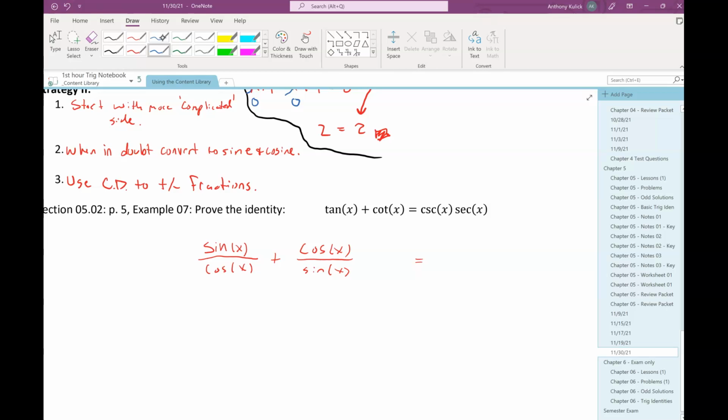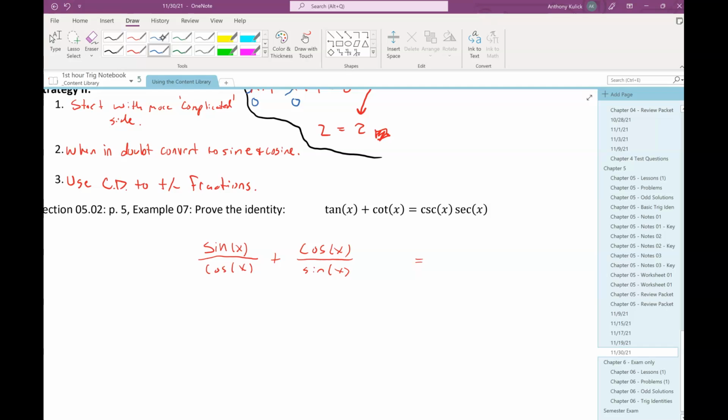Okay, so let's ask this question first then. If I have 1 over 2 plus 1 over 3, what would the common denominator be? 6. Because it would just be 2 times 3, right? Because there's nothing in common between the 2 and the 3. Right, there's no factors in common. So here, are there any factors in common between cosine of x and sine of x? No. So what should the common denominator be? Cosine x times sine x.